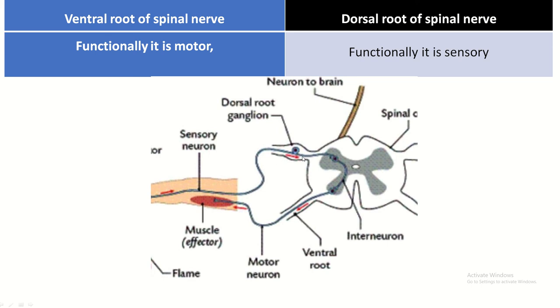And the dorsal root carries the sensory fiber axons of sensory neuron. The location of the sensory neuron is the dorsal root ganglia. Dorsal root ganglia contain the nerve cell body of the pseudounipolar neuron. This is the peripheral process and this is the central process of the pseudounipolar neuron. So, the dorsal root carries sensory axons.